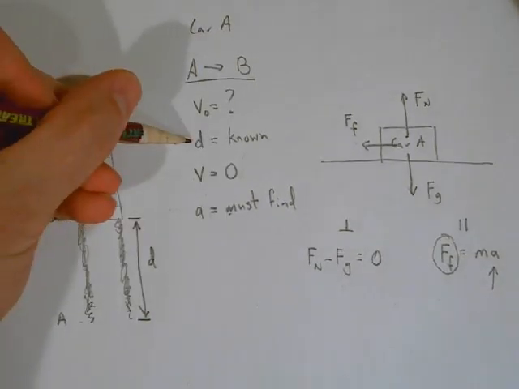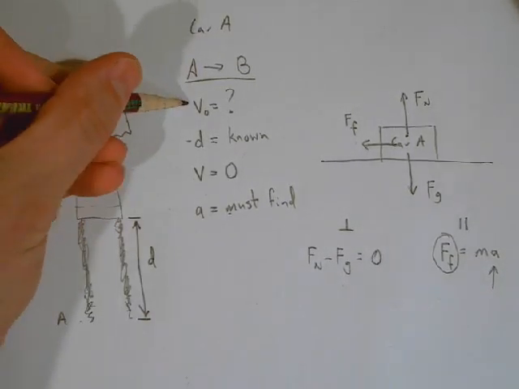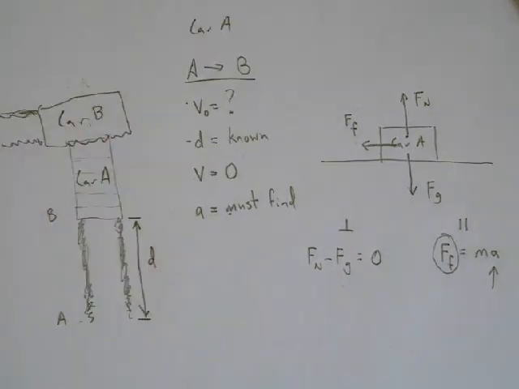Then if he knows a and he measures the distance, he can figure out how fast the car is going, and then he can figure out who's at fault. And lo and behold, he gets paid lots of money to do physics.